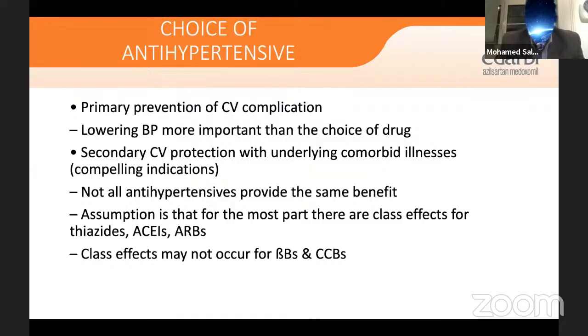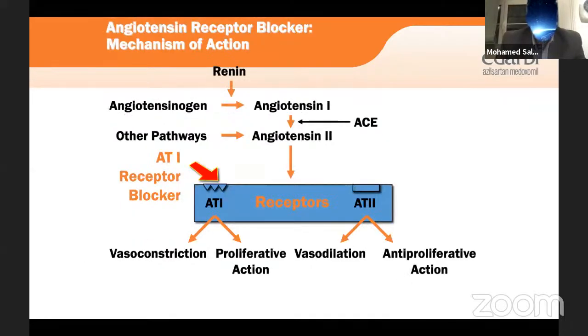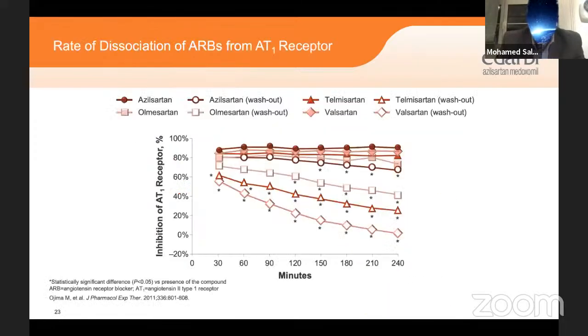And just looking at primary prevention of cardiovascular complications, probably there is not much difference between medication classes, and just lowering the blood pressure is more important than the choice of drug really. But for secondary cardiovascular protection, like Dr. Lamine alluded to, there are different groups that would benefit from different classes based on evidence. The renin angiotensin system has been the drug of choice to control hypertension. These are generally very well tolerated medications, including ACE inhibitors and ARBs, and they are quite effective in lowering the blood pressure.